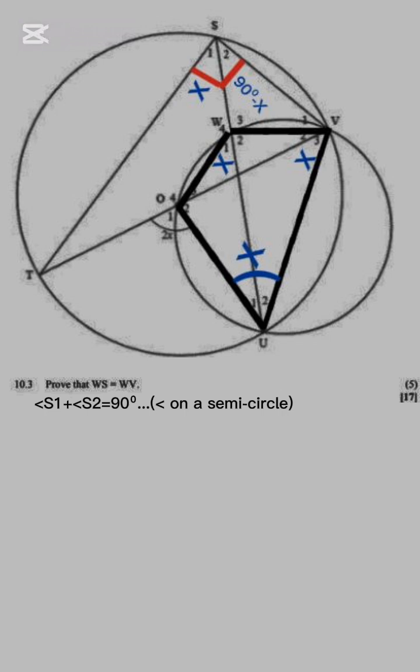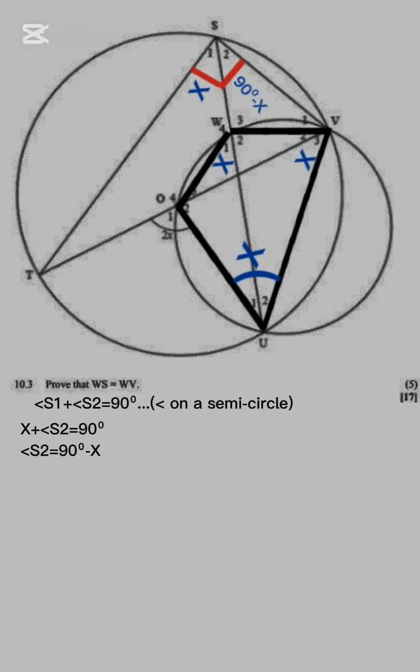In question 10.1, we proved that angle S1 is equal to x. So let's substitute it. x plus angle S2 is equal to 90 degrees. Therefore, angle S2 is equal to 90 degrees minus x. Now we need to show that angle V1 is equal to angle S2, which is 90 degrees minus x. So how are we going to do that?